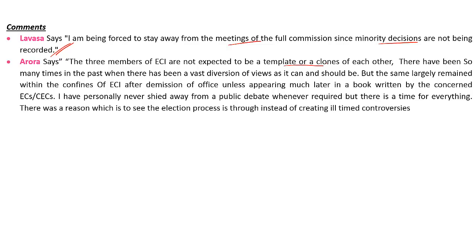There have been so many times in the past where there have been a vast divergence of views, as it can and should be. But the same largely remained within the confines of the Election Commission of India until after demission of office, unless appearing much later in a book written by the concerned Election Commissioner or the Chief Election Commissioners. I have personally never shied away from a public debate whenever required, but there is a time for everything. There was a reason, which is to see that the election process is seen through instead of creating ill-timed controversies.